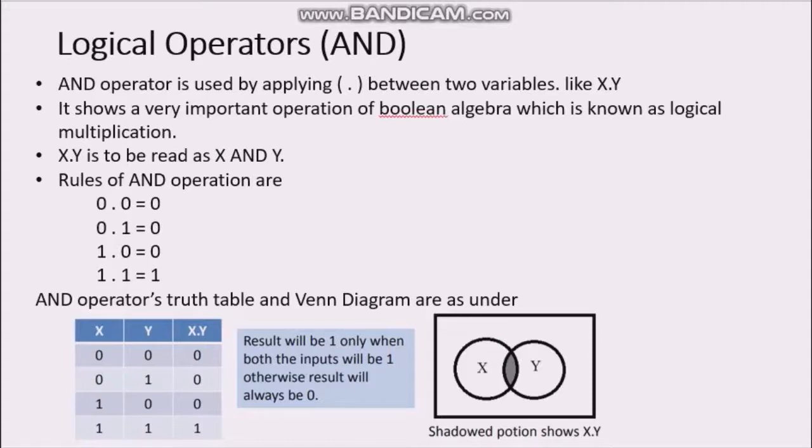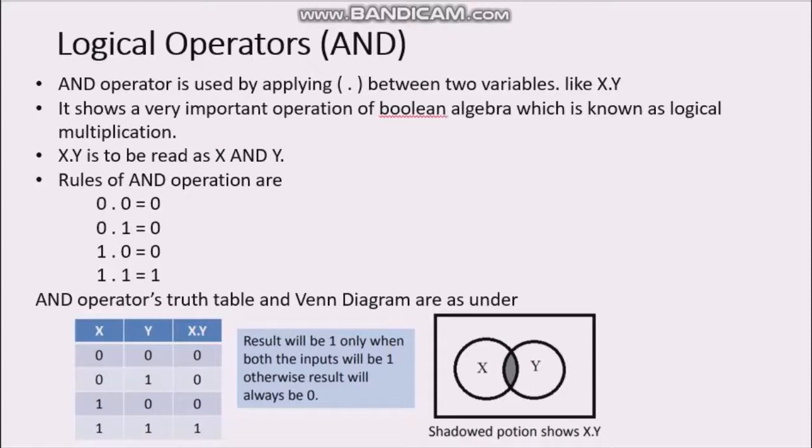It shows a very important operation of Boolean algebra, which is known as logical multiplication. So AND represents logical multiplication. X multiplied by y should be read as x and y. The rules of the AND operation are shown here in this slide.